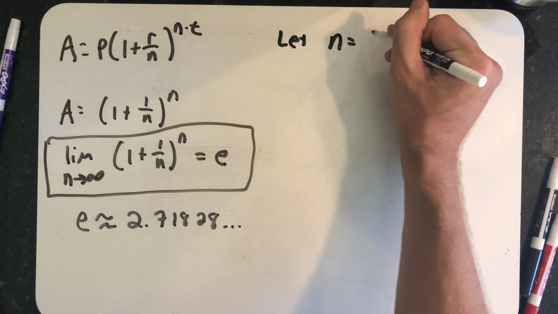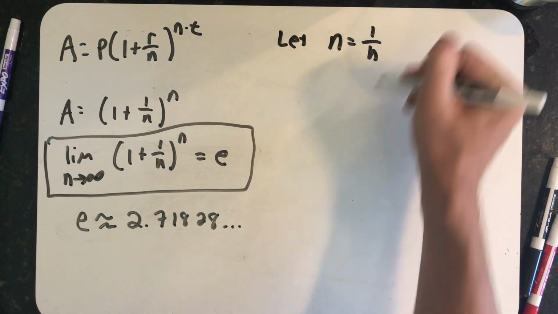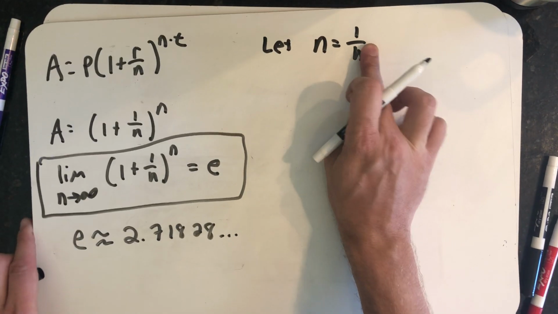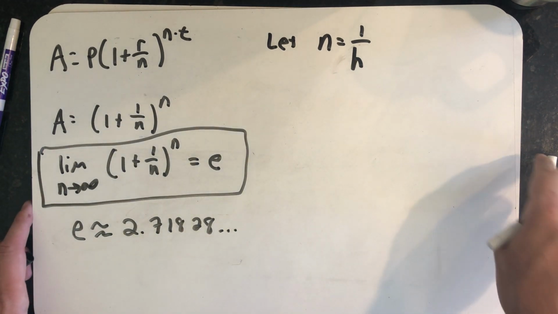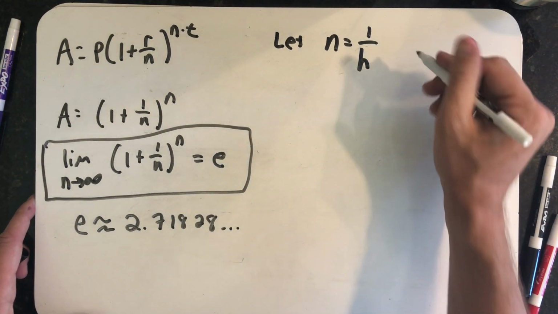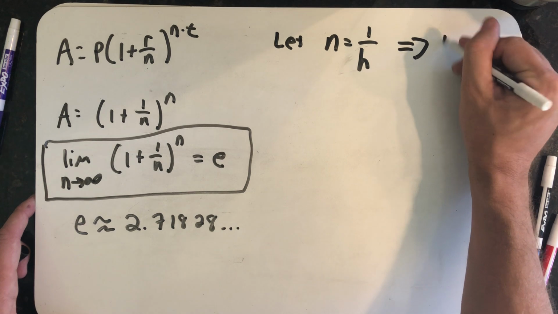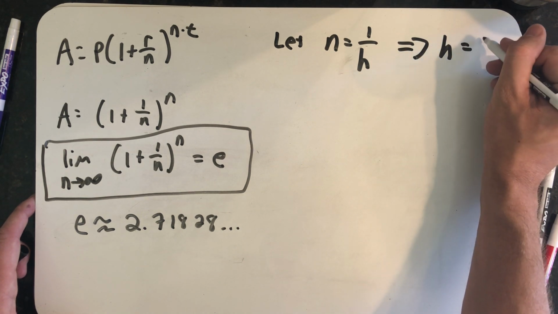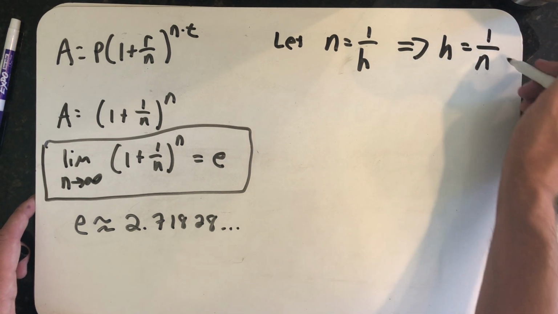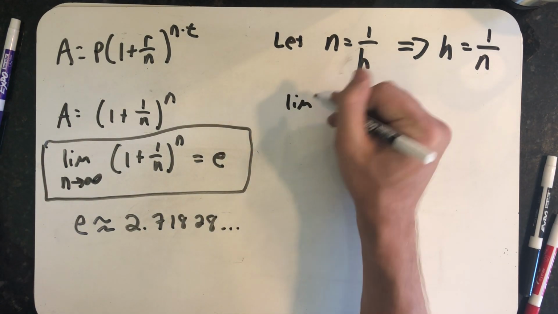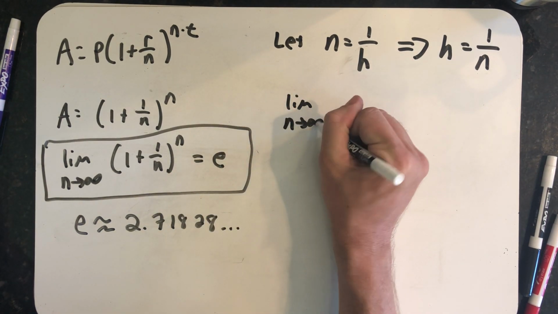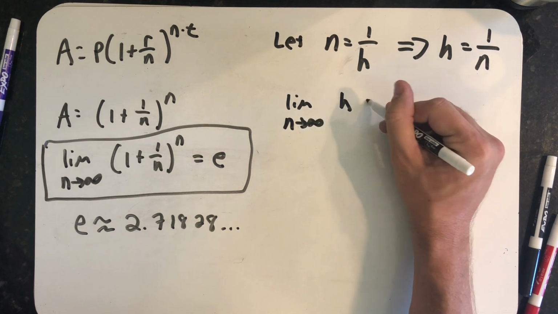I'm going to replace n with 1 over h. One thing I have to be careful about is that in my bad handwriting, the n's and h's sometimes look alike, but n is equal to 1 over h. And if I think about that, that means h is also 1 over n. So, if n goes to infinity, I want to think about what's happening to h.